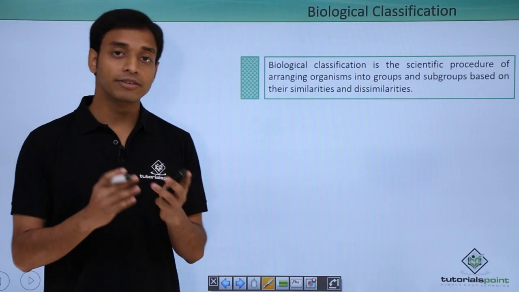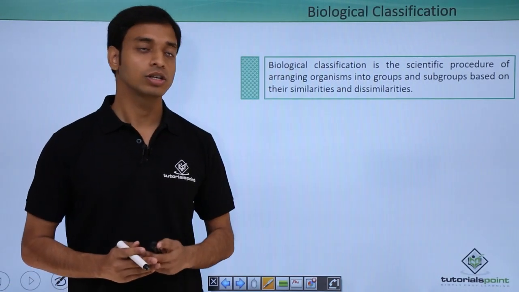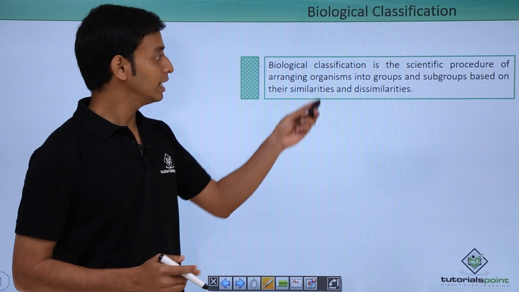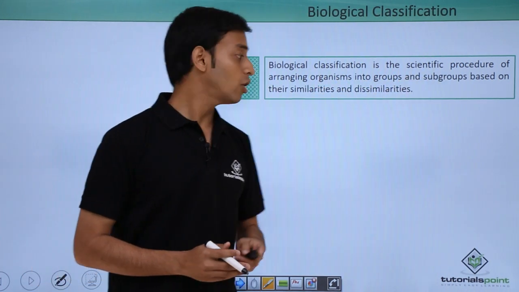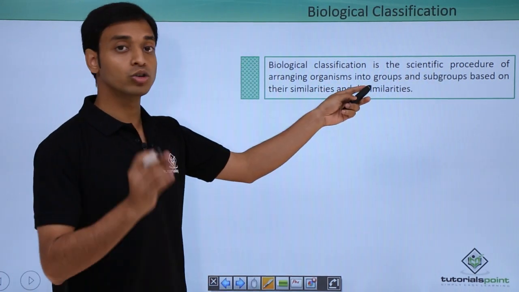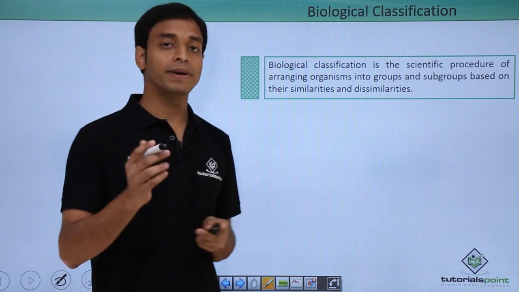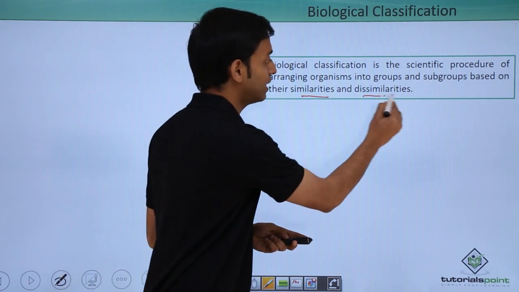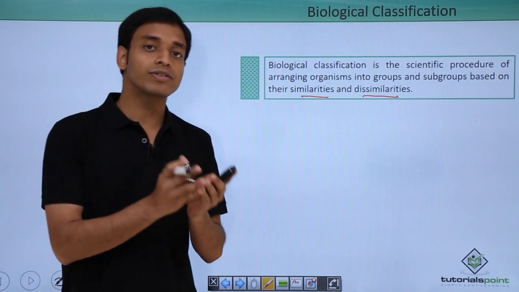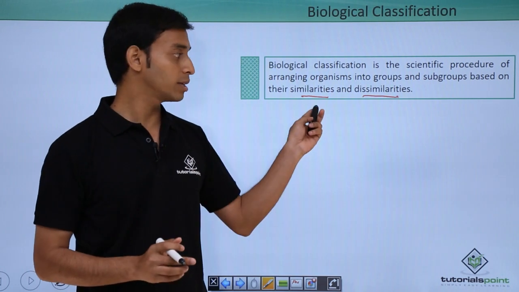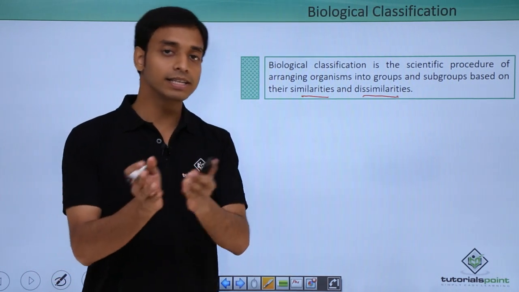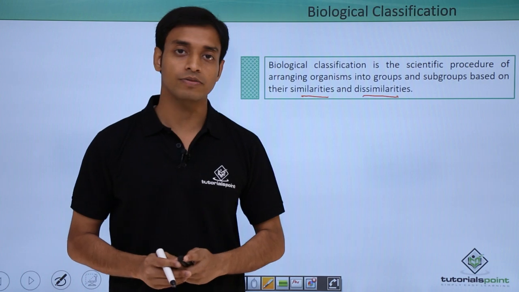First, let us define biological classification. So what is biological classification? It is the scientific procedure of arranging organisms into groups and subgroups based on some similarities and dissimilarities. That is, we have tried to group organisms based on some similarities and dissimilarities. This is basically biological classification.